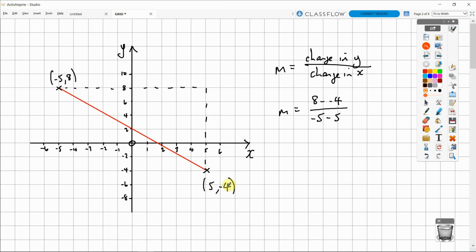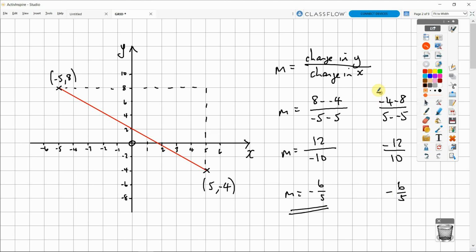I could have done it the other way around, as long as I was consistent. Minus 4 take 8 all over, so I started with the minus 4, so all over 5 take minus 5. Let's do both of these and just check that they give us the same answer. Here, 8 plus 4 over minus 5 take 5, and here minus 4 take 8 over 5 plus 5. And if you notice, they both make negative 6/5. So you don't need to do both calculations.